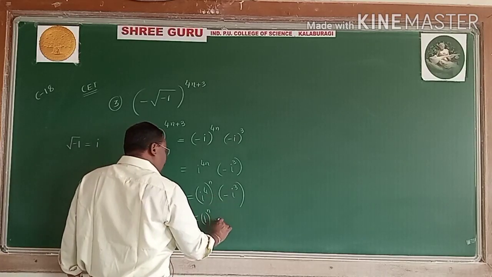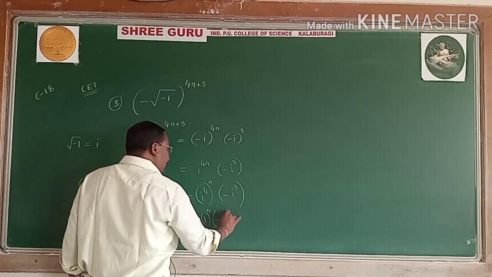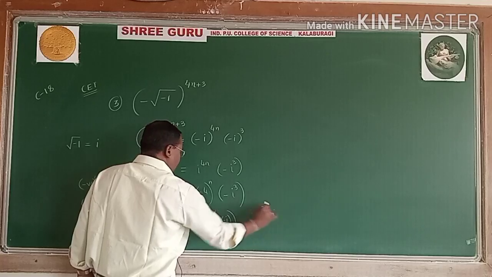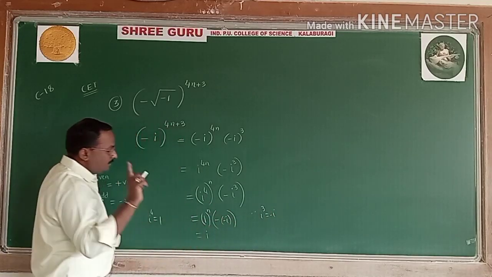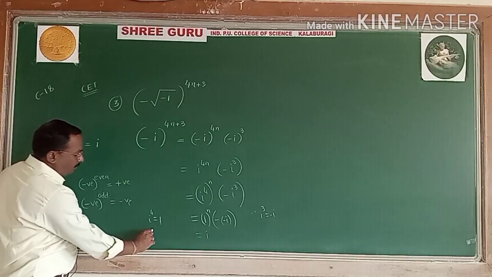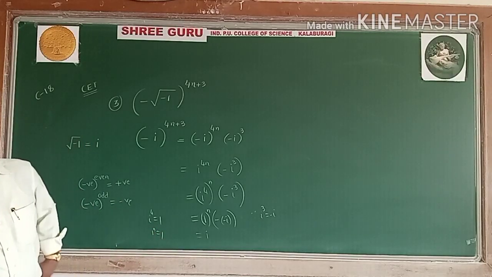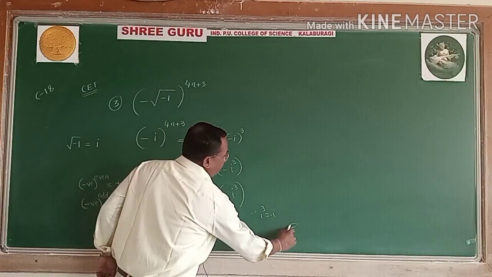Here the minus stays as it is. What is the value of i cube? Minus i. The i cube value is minus i. Minus times minus is plus. 1 to the power any number is 1, so here 1 to the power n is equal to 1. Then i remains. So the third one, option C, is the answer.